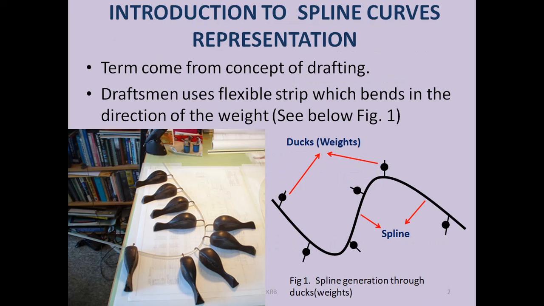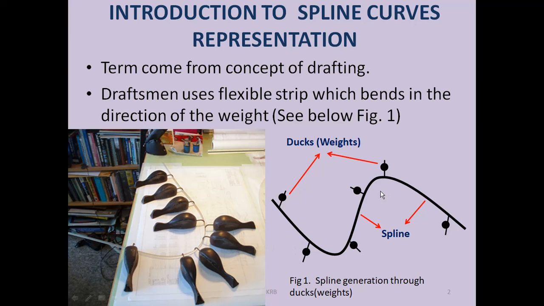Okay, so let's begin. First, the term spline curves came from the concept of drafting, which means nothing but the graphical representation of some object or things. The draftsman used a flexible strip which bends in the direction of the weight. As you can see in the following figure, architects or automobile company draftsmen use this flexible strip, which has weights shaped like ducks. So the curve bends in the direction of that weight, towards the attached weight.